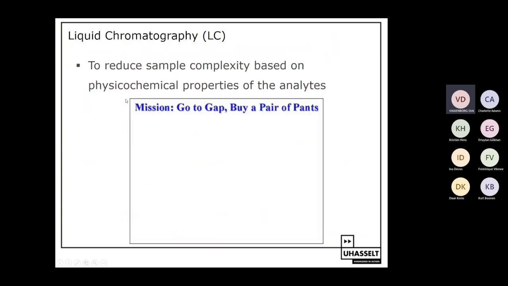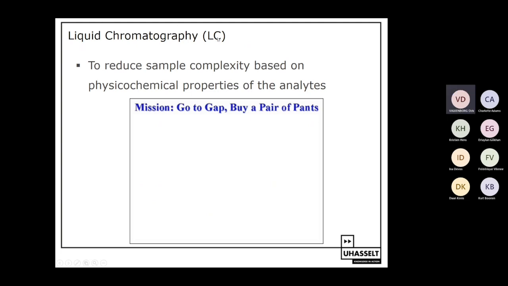Okay, let's have a look at the technology now. I have 10 more minutes to go, so probably I will not finish this lecture, and I probably need 2 more sessions to complete the slide deck. And so the first important step is liquid chromatography.